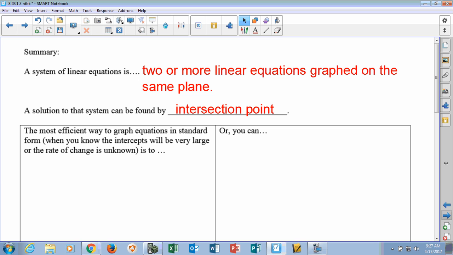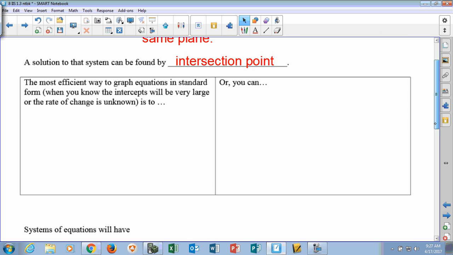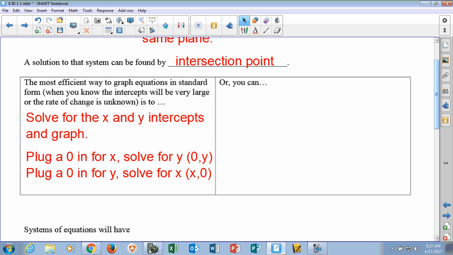We'll move on. Okay. I'm gonna have to speed up here because my headphones are beeping, which means they are about to go out. All right. So the most efficient way to graph equations in standard form, when you know the intercepts will be very large or the rate of change is unknown, is to solve for the x and y intercepts on the graph. So let's say if you put it in slope intercept form and you get like y equals 18x plus 40, okay, that makes things tough. You want to solve for the intercepts. So again, you do that by plugging a 0 in for x to solve for y, and you plug in a 0 for y to solve for x.